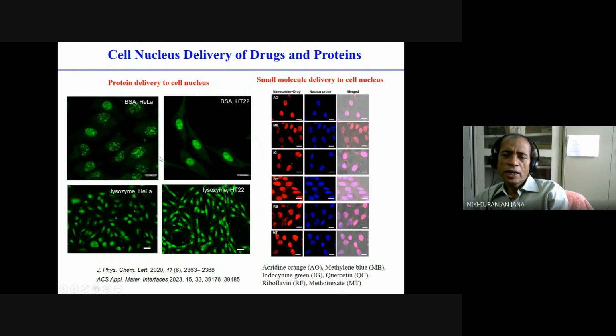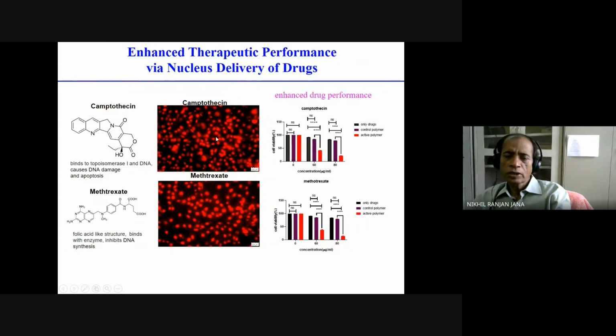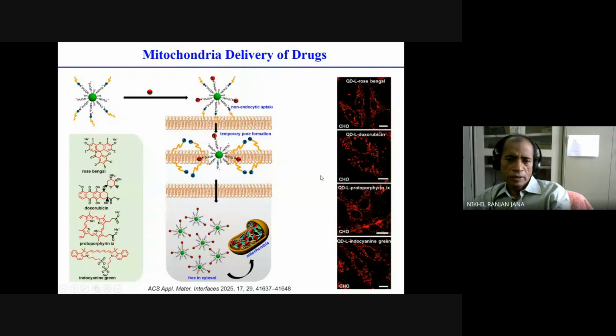You can use nanocarriers to deliver proteins or small molecules into the nucleus. In many cases you have to deliver drugs into the cell nucleus, therapeutic proteins into the nucleus. And for that, you need to design carriers. These are some of the examples. And once you deliver drugs into the nucleus, they are more effective in therapeutic performance.